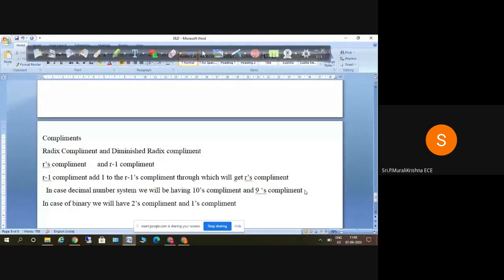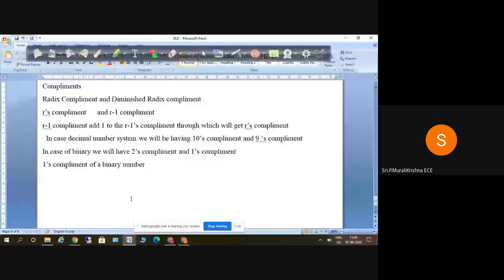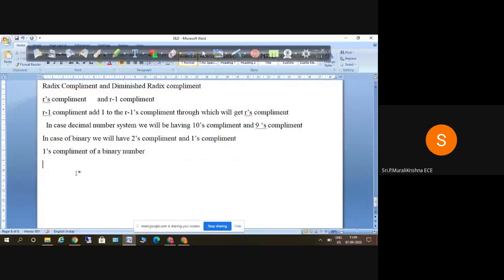We'll see 1's complement and 2's complement initially. We have all those formulas, but I don't want to waste time with them. I just want to tell you the procedure straight away. For 1's complement of a binary number, as we already discussed, change 1's to 0's and 0's to 1's.